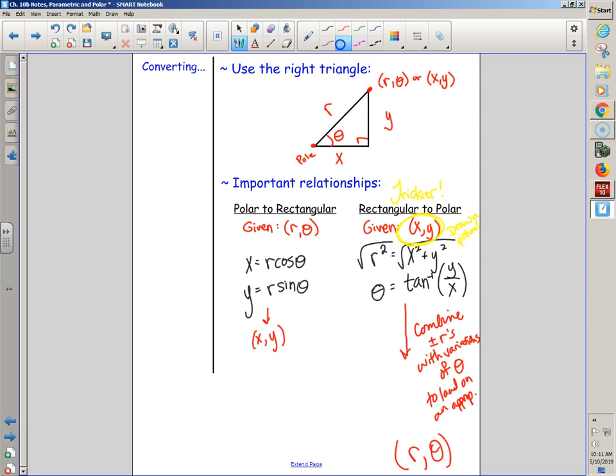Calculator's out. We're going to do it by hand first. And then we're going to see what the calculator can do as far as helping us. But by hand first. Lauren, go ahead.